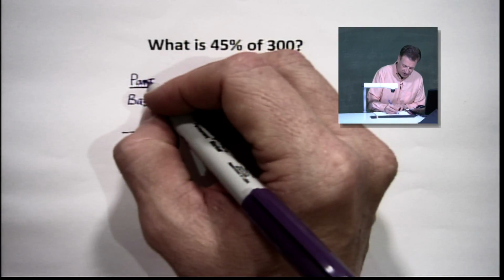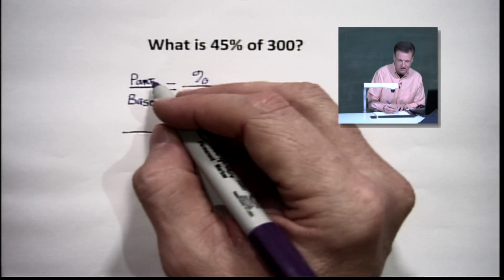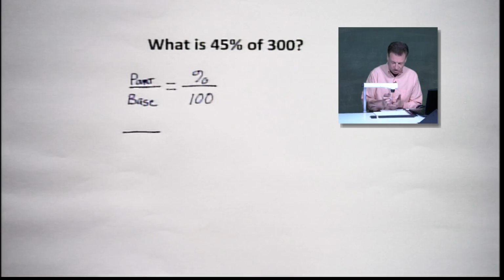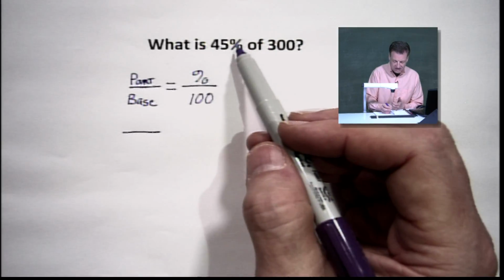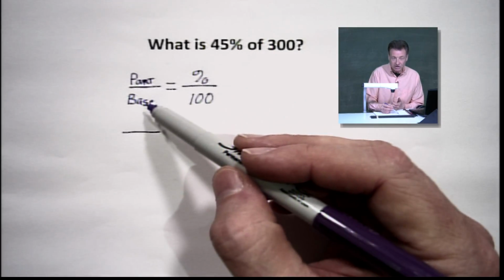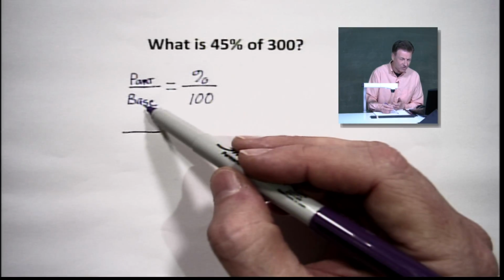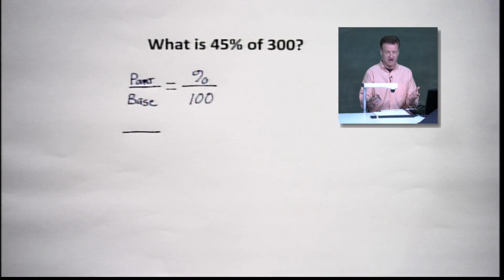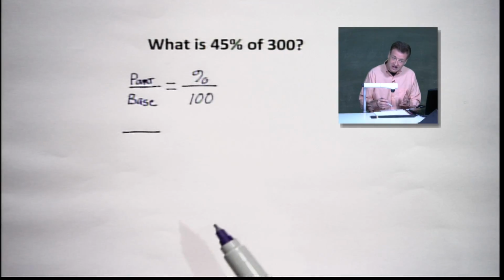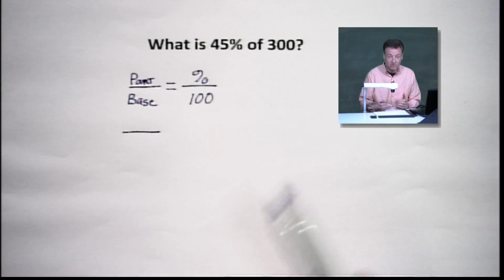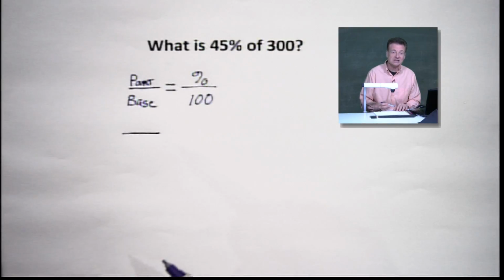Now, let me be very careful with you on this thing, calling this a part. It can also be larger. If this is more than 100%, that means the part is going to be bigger than your base. It's going to be more than you started out with, like you have earned 135% of what you expected to earn. Folks, it's going to be bigger, all right? It's going to be more. If you spent 35% of it, or in this case, 45% of what you were hoping to earn, not so good, all right?